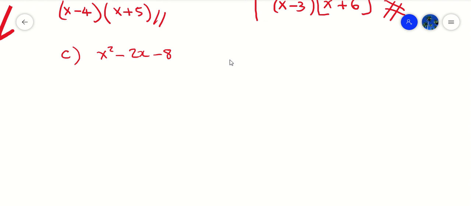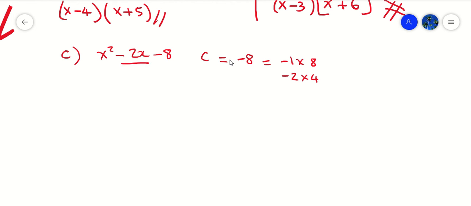Acha tuone part C, halafu we'll do some exercise. Okay, part C, I've got my C. If you want to consider as a minus 8, okay, minus 8 factor zake ni minus 1 times 8 or minus 2 times 4. Which one? It will give me minus 2x.